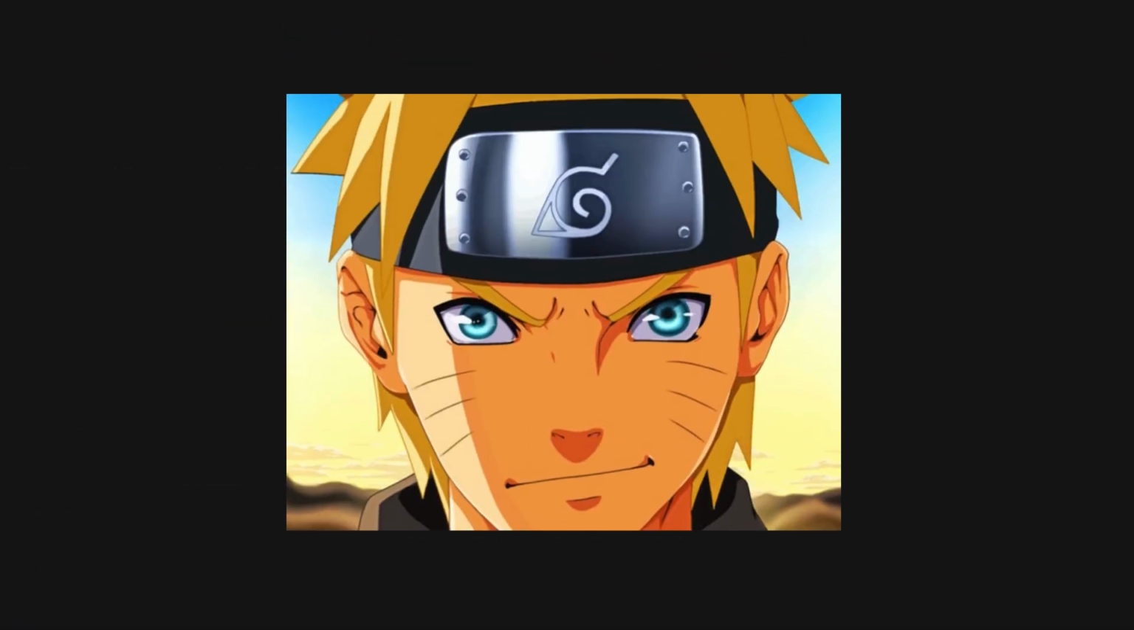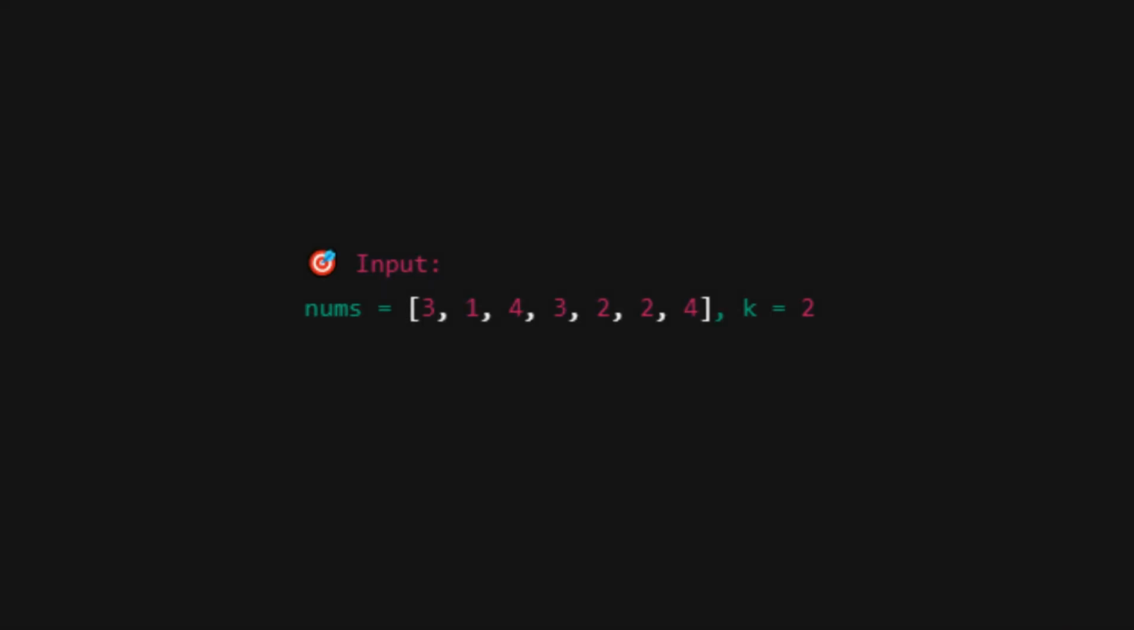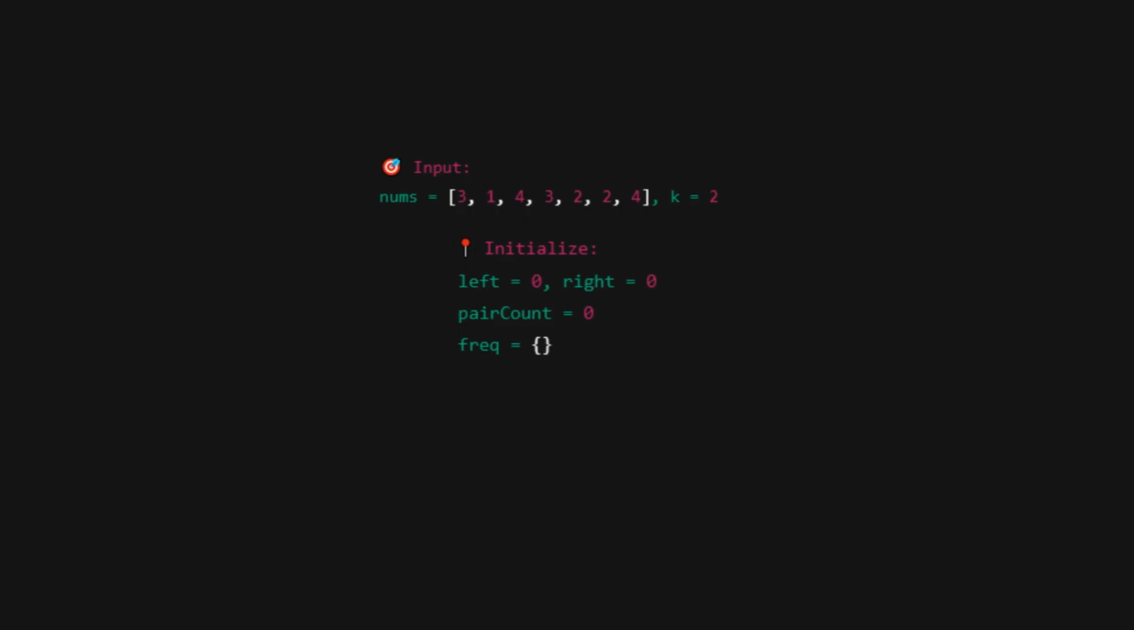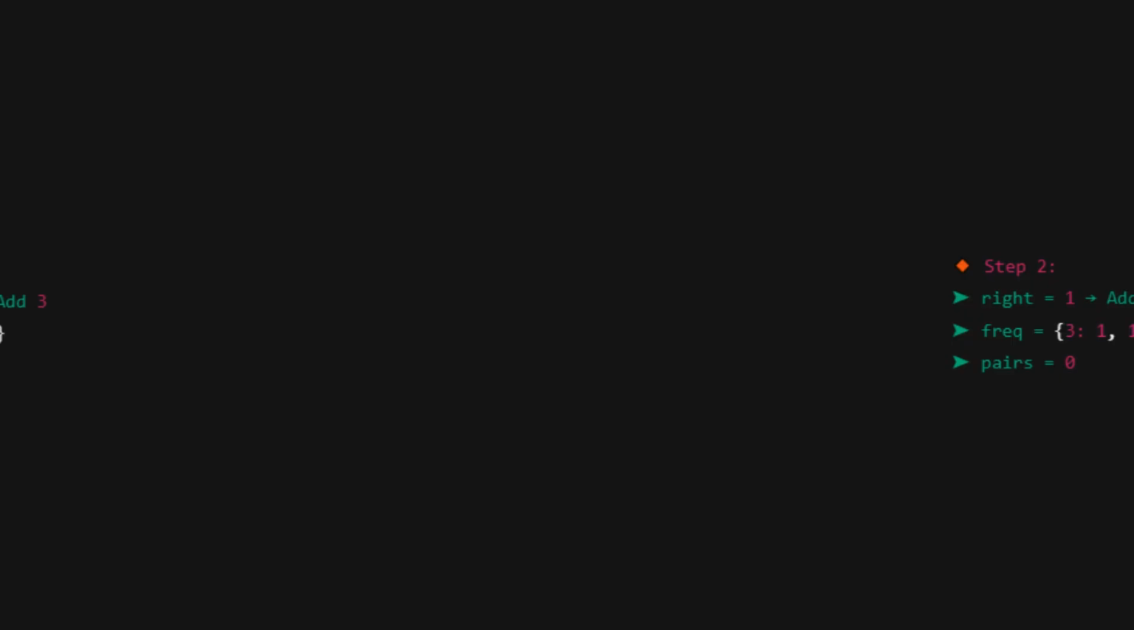Alright, now that we've got the code in place, let's dive into an example. We're working with nums equals 3, 1, 4, 3, 2, 2, 4, and k equals 2. Let's walk through the process and see how the algorithm counts the good subarrays. We start with both the right and left pointers at the beginning of the array. The frequency map is empty at the start. The right pointer moves to the first element, which is 3. We add 3 to the frequency map. The map becomes 3 maps to 1. No pairs yet, so we move the right pointer ahead.